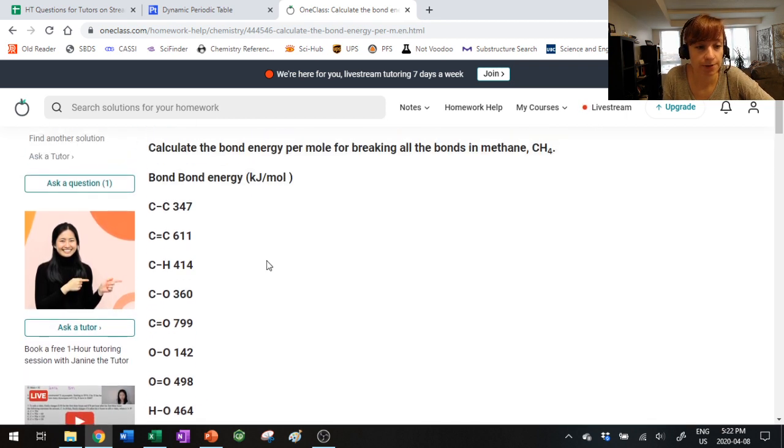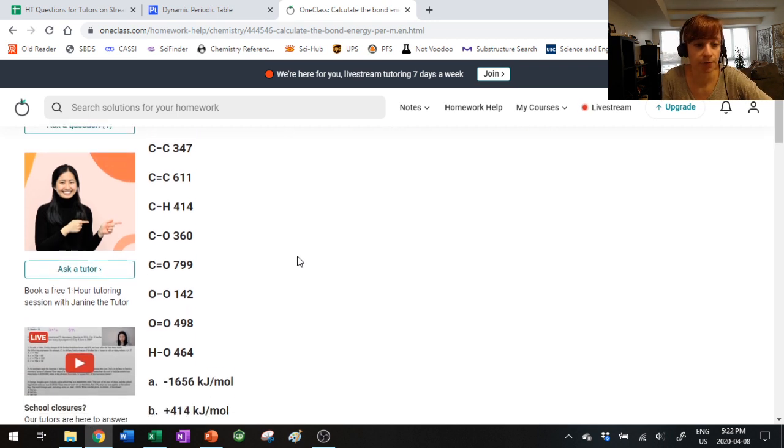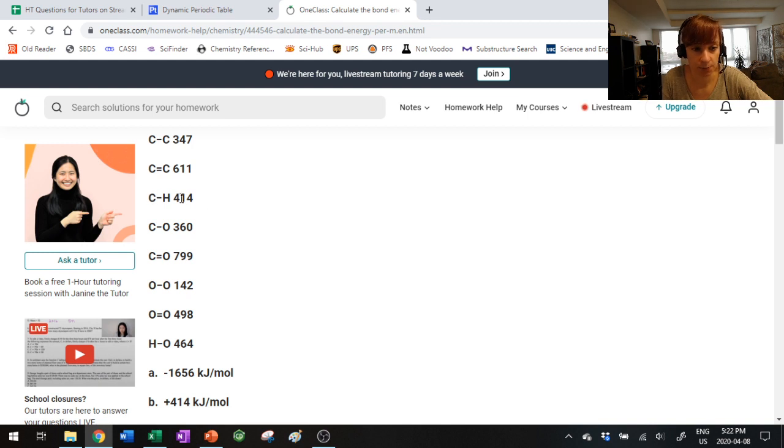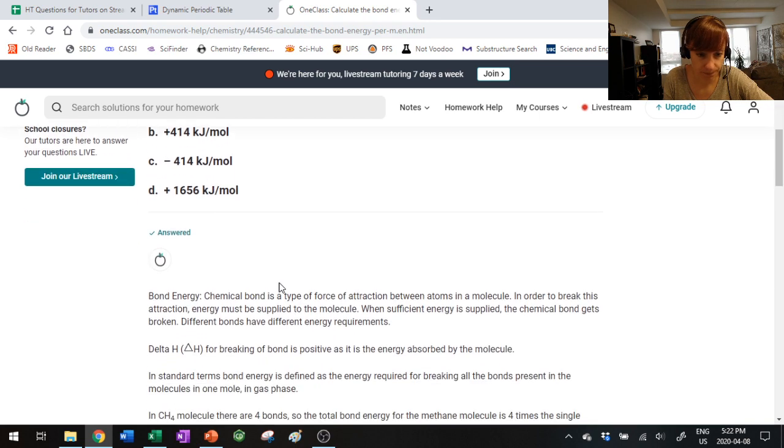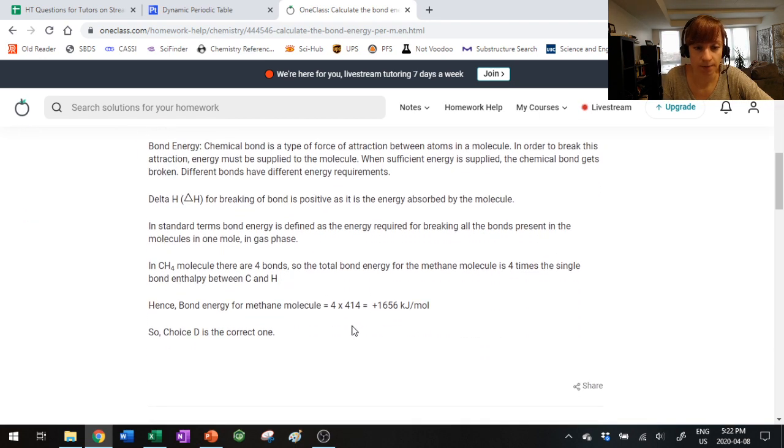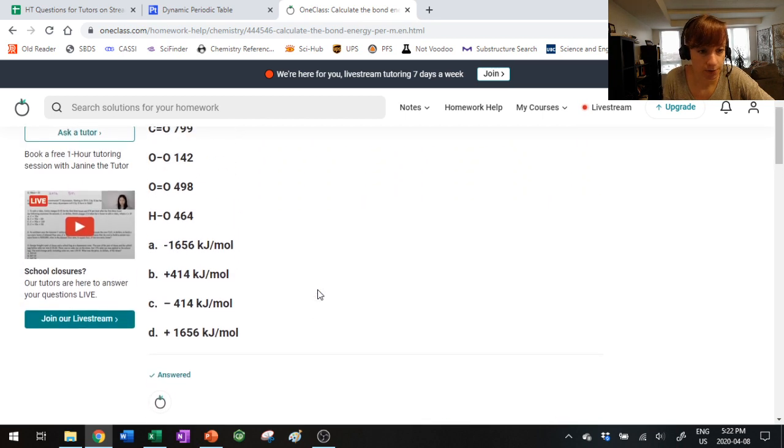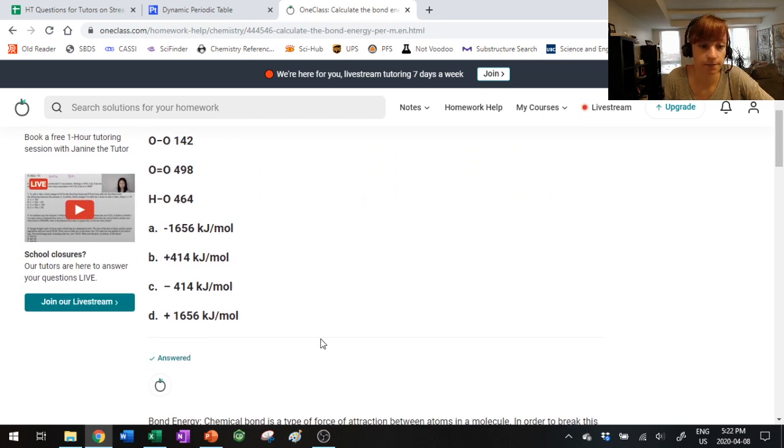So we have all these numbers given to us, but we only care about the bond energy for breaking all the bonds in methane. All you're doing is breaking 4 CH bonds. So the only number you care about is this one. To break a CH bond is 414 kilojoules per mole, and you're breaking 4 of them. So it's just 4 times 414, which gives you plus, because it can also be negative, plus 1,656 kilojoules per mole. So in the options it gave you, D is the correct answer.